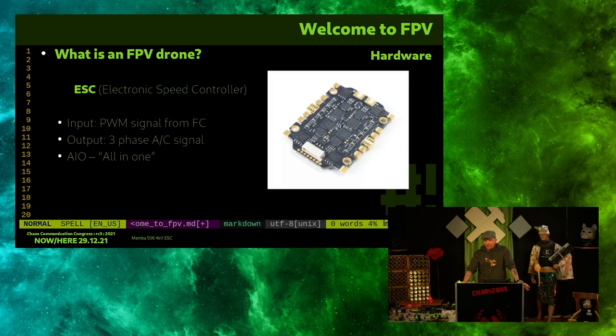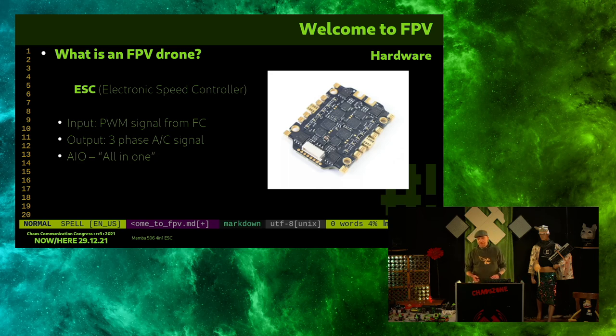Okay, let's talk about electronic speed controllers, otherwise known as an ESC. I'll get into a technical version of how they work and then try to put it in a layman's version. They convert a PWM, pulse width modulation signal from the flight controller into a three-phase AC current, which is used to drive the motors. The frequency of this current determines the speed and force at which the motors are driven.